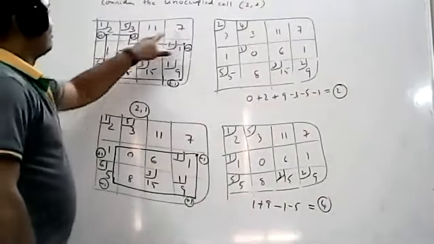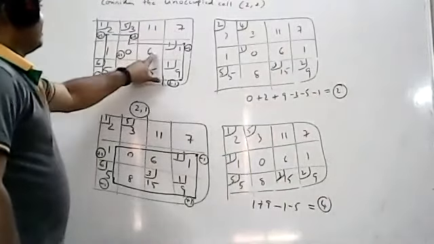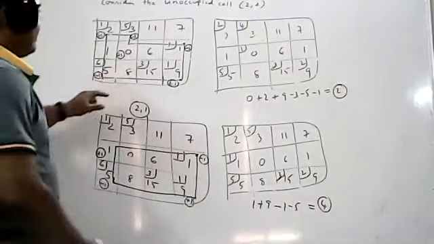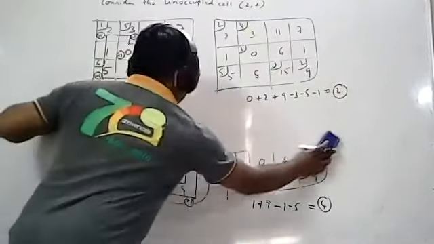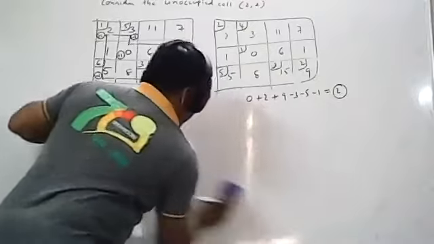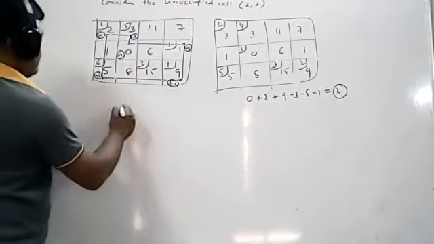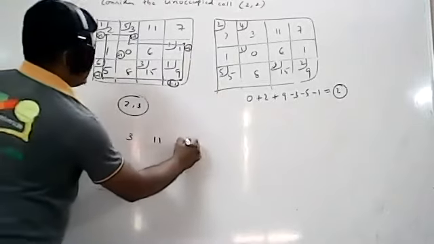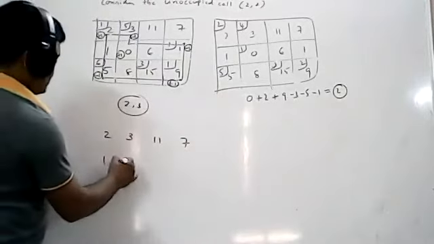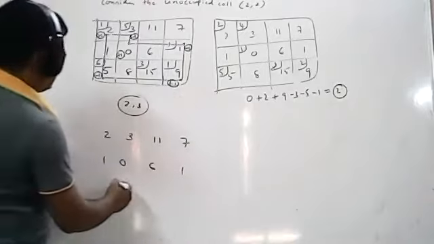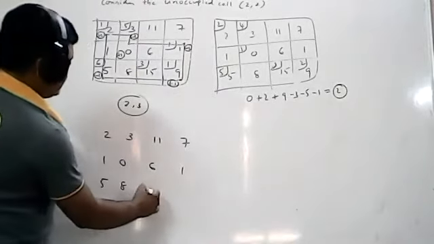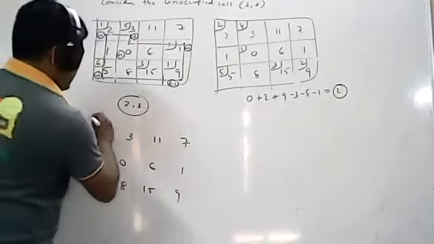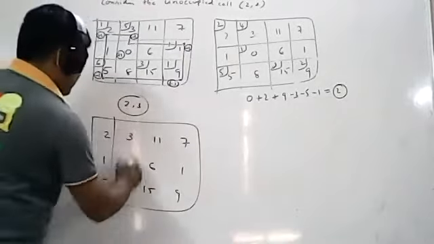Now 4 are completed. 1, 2, 3, 4 are completed. The fifth one and sixth one you have to do. So next I will consider this one. I will consider that one. What is the cell number? Cell number is 2, 3. Next I will consider 2, 3. So quickly you can write 11, 7. This one is 1, 0. I hope you understood now how to calculate. 5, 8, 15, 9.